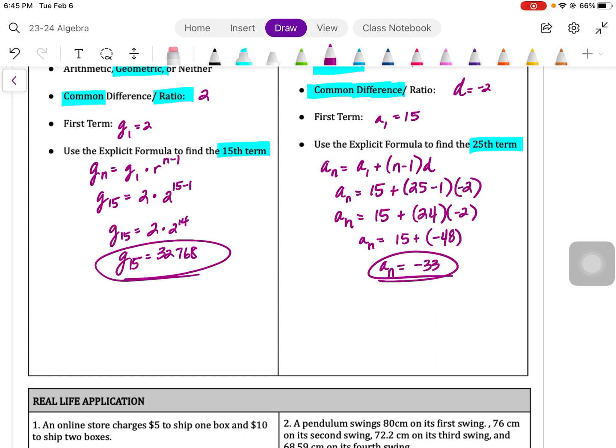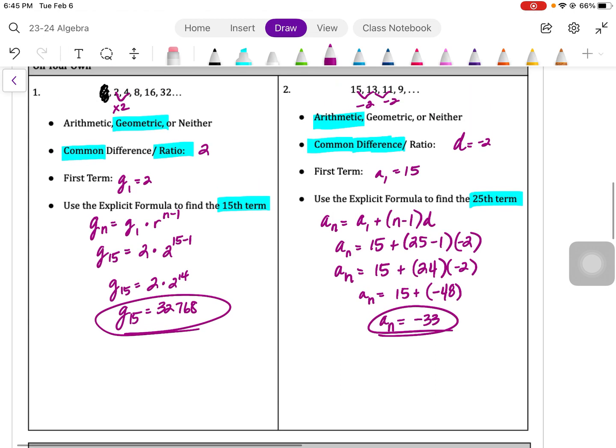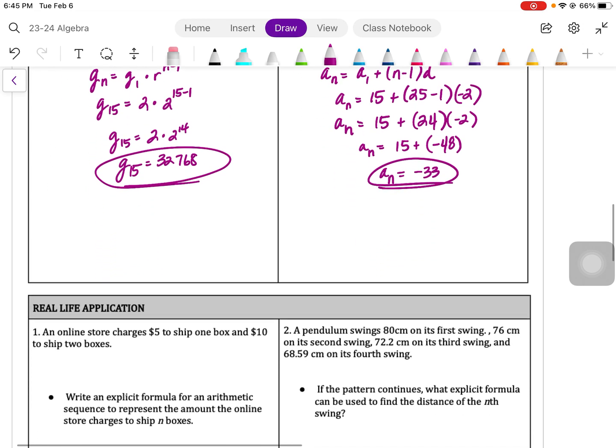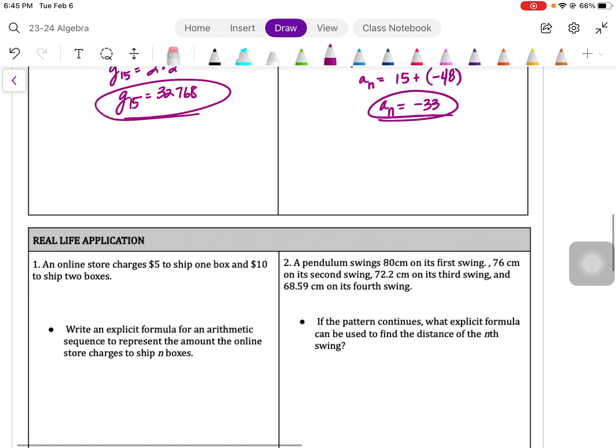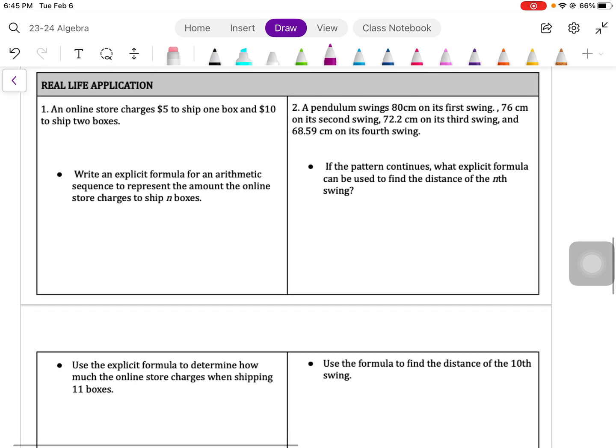Okay, hopefully you've had time to do those or you watched me complete these problems. Look them over, and then we're going to move on to the real life application. Pause if you need to and backtrack. So let's start with number one.